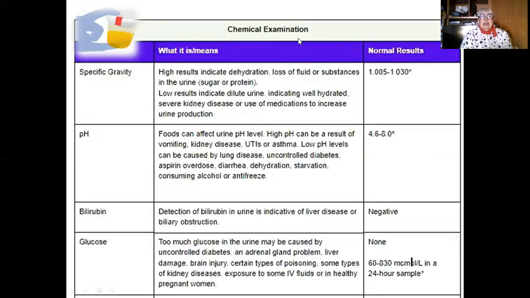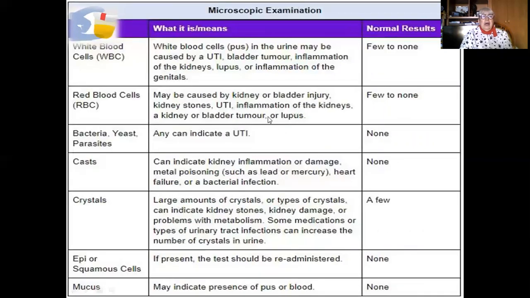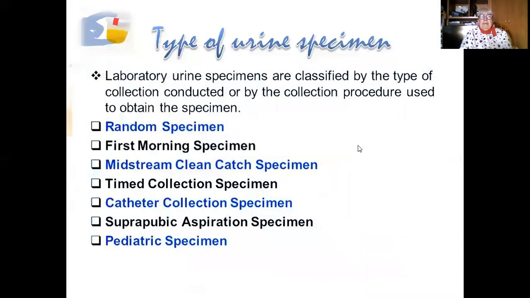Then the chemical examination: specific gravity, pH, bilirubin, glucose, and so on. And you have to identify white blood cells or maybe red blood cells, bacteria, parasites, casts, crystals, and so on as normal or abnormal data. So let's look at the urine specimen.